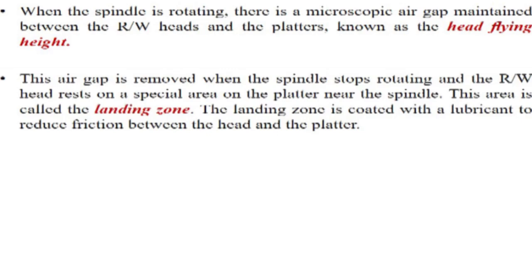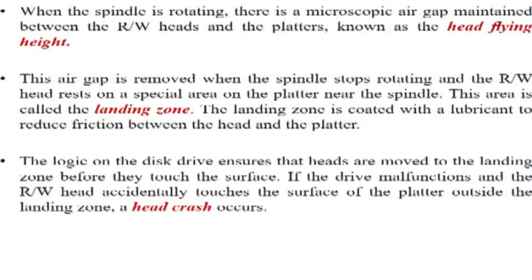This air gap is removed when the spindle stops rotating and the read-write head rests on a special area on the platter near the spindle. This area is called the landing zone. The landing zone is coated with a lubricant to reduce friction between head and the platter. The logic on the disk drive ensures that heads are removed to the landing zone before they touch the surface.